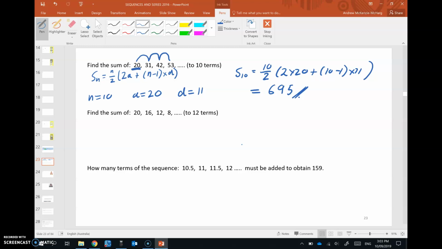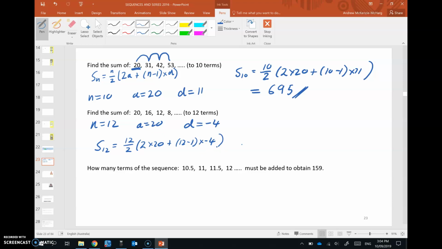All right, you might want to pause the video and try this next one on your own. Then I'll have a go at it. Okay, so we're summing the first 12 terms, so n is 12. The first term, once again, is 20. Our common difference this time is negative. We're going down by 4 each time. Okay, so let's put all this information into the formula. 2 by 20 plus 12 take 1 by -4.